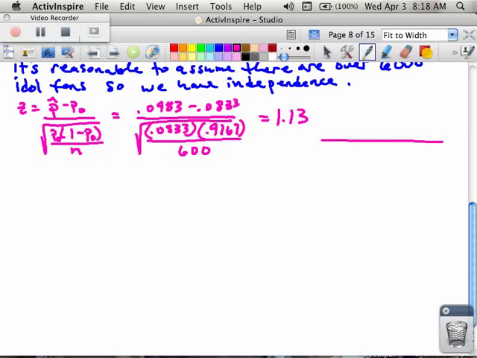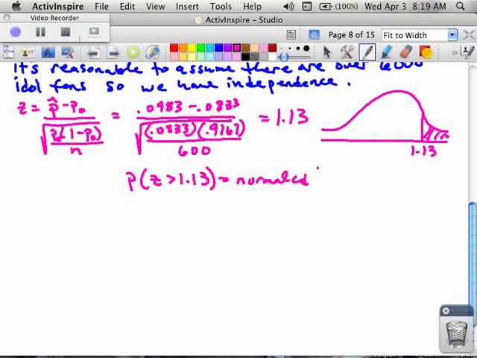If I'm drawing this picture, and we know that our z is 1.13, and we are trying to say that it's more than that, that means we're shading off to the right. So to find your probability, you would say that the probability that your z is going to be greater than 1.13 is equal to the normal CDF of 1.13 comma 99, which, in my p-value, I got 0.0912.